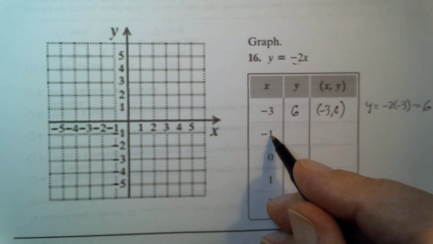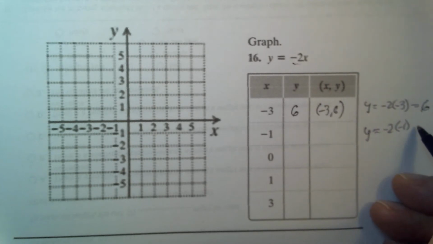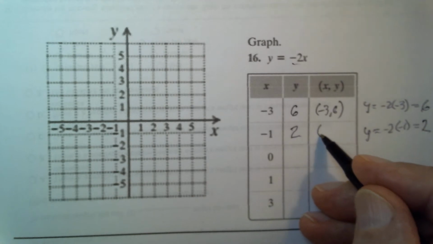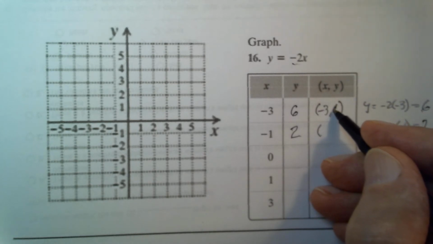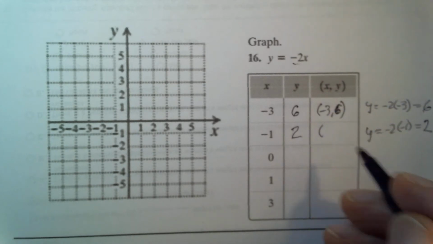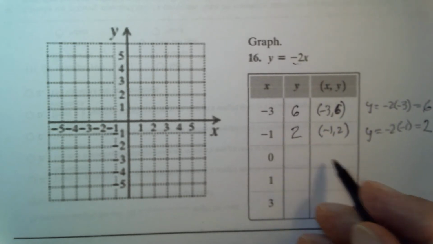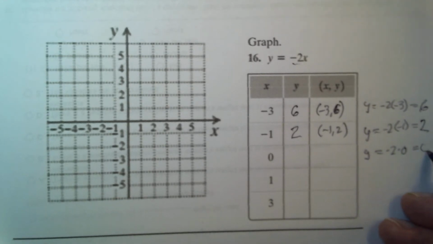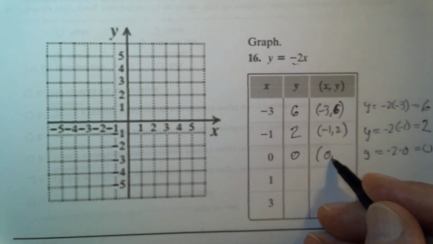Then when x equals -1, we have y equals -2 times -1, and that's equal to +2. So you have y equals 2. So we have -1, 2. And when x equals 0, well, that's the easy one. -2 times 0, of course, is 0. So that tells us that this line goes through the origin.